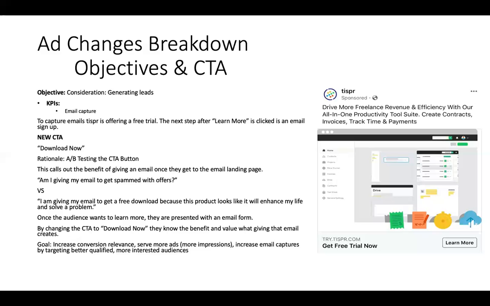Once the audience wants to learn more, they're presented with the email form. By changing the CTA to download now, they're going to know the benefit and the value of what that creates. So the goal is to increase relevance and serve more ads. We're going to get more impressions and increase the email captures by targeting a better qualified, more interested audience.